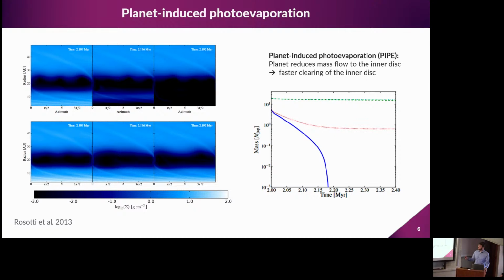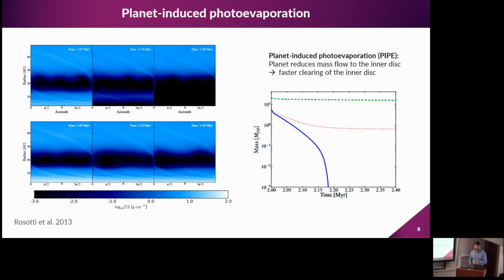So the radius here is on the vertical axis. You can see at 20 AU, there's a deep gap. You can also see spirals. And in the top panels here, this is the case where this photoevaporative mass loss was included using such a one-dimensional radial mass loss profile. And you'll see that if you include photoevaporation, you get rid of this inner disk very quickly.